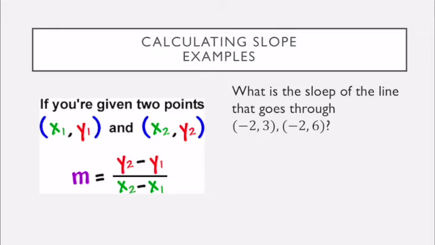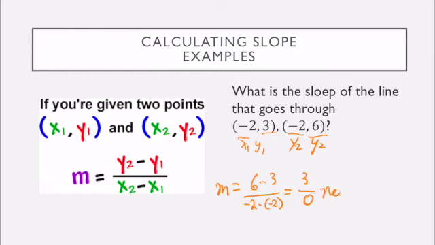Now, what is the slope of the line that goes through these 2 points? Let's go ahead and label them, because it's always nice to stay organized. I'm going to take my y's, which are 6 minus 3, over negative 2 minus a negative 2. That simplifies down to 3 over 0. Help! Okay, can I divide by 0? No! So this slope is undefined.